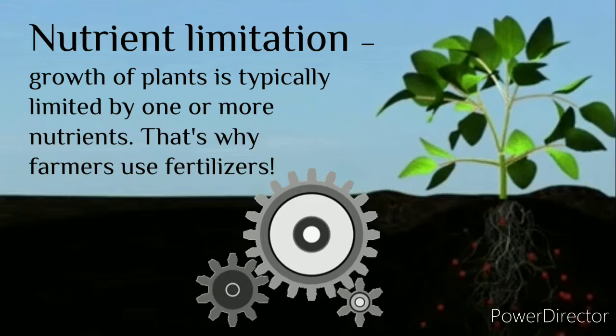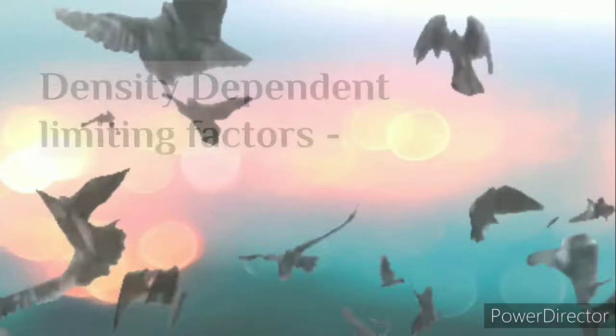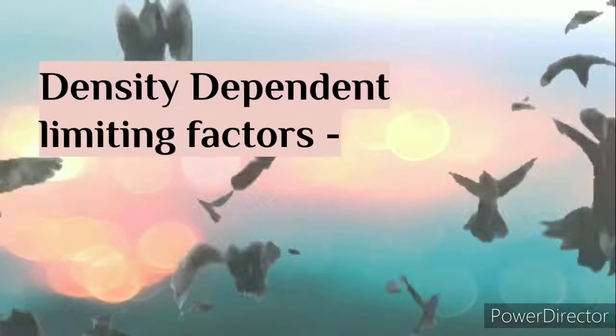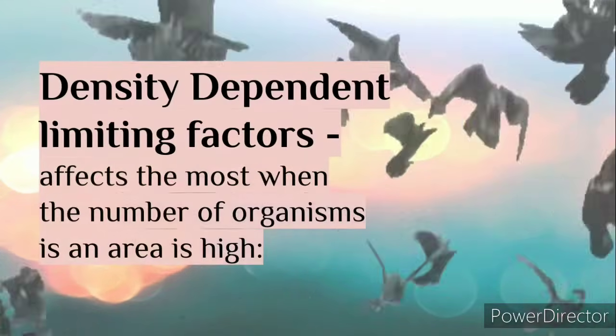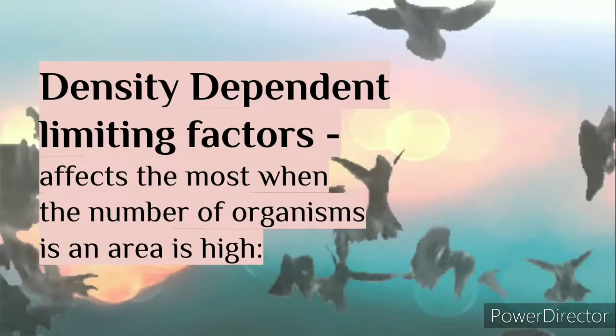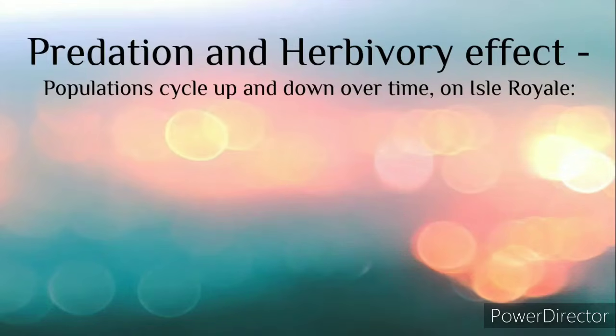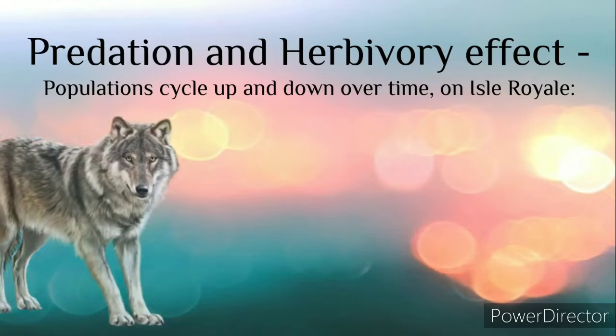Now, some limiting factors are density dependent, meaning that they affect the most when the number of organisms in an area is high. And the first most obvious type of limiting factor is predation and the herbivore effect, which is that populations are going to cycle up and down over time based on if they are eaten by predators. Here's a classic example of how predators and prey will be each other's limiting factors.